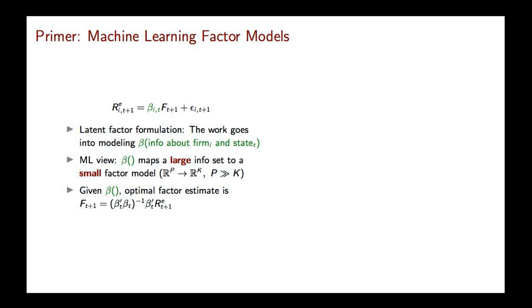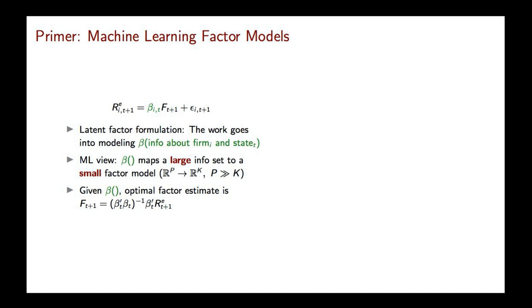Now the ML view, the machine learning view of this beta function is that I wanna be really open-minded about what could be driving those betas, all right? I wanna consider large information sets that show up in that beta function. But I still wanna restrict myself to a low dimensional factor structure, because I think that's the economic content of asset pricing models. All right, so we're talking about a mapping from a lot of information, a lot of variables, a high dimensional problem to a low dimensional factor structure.